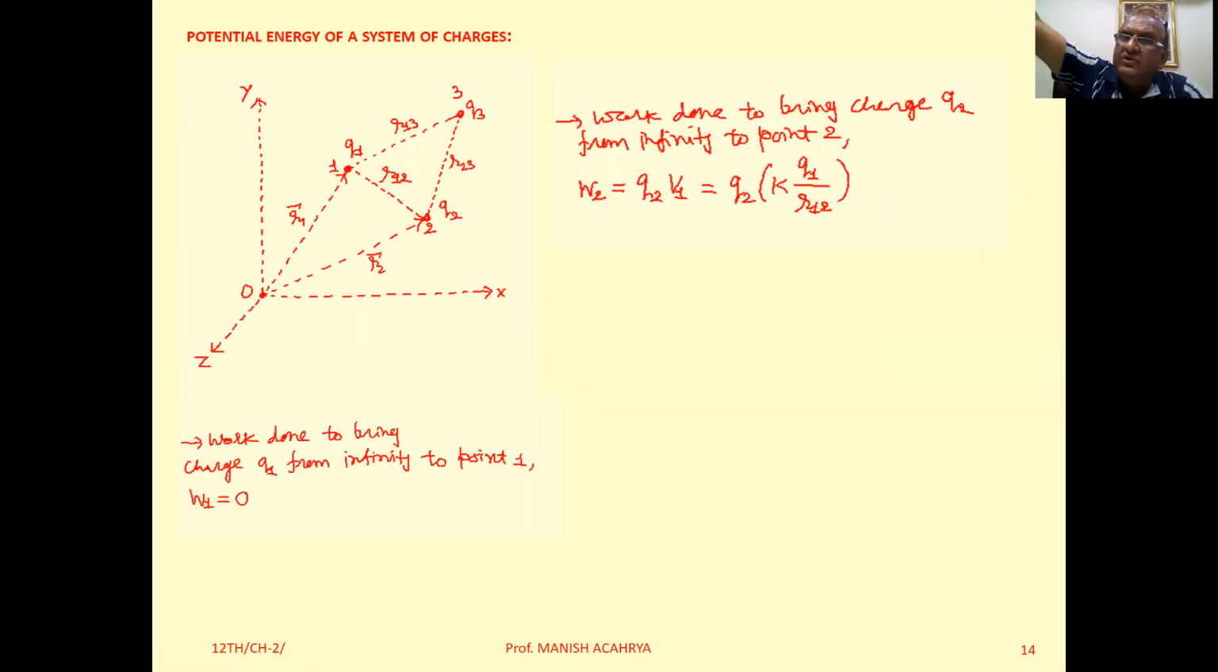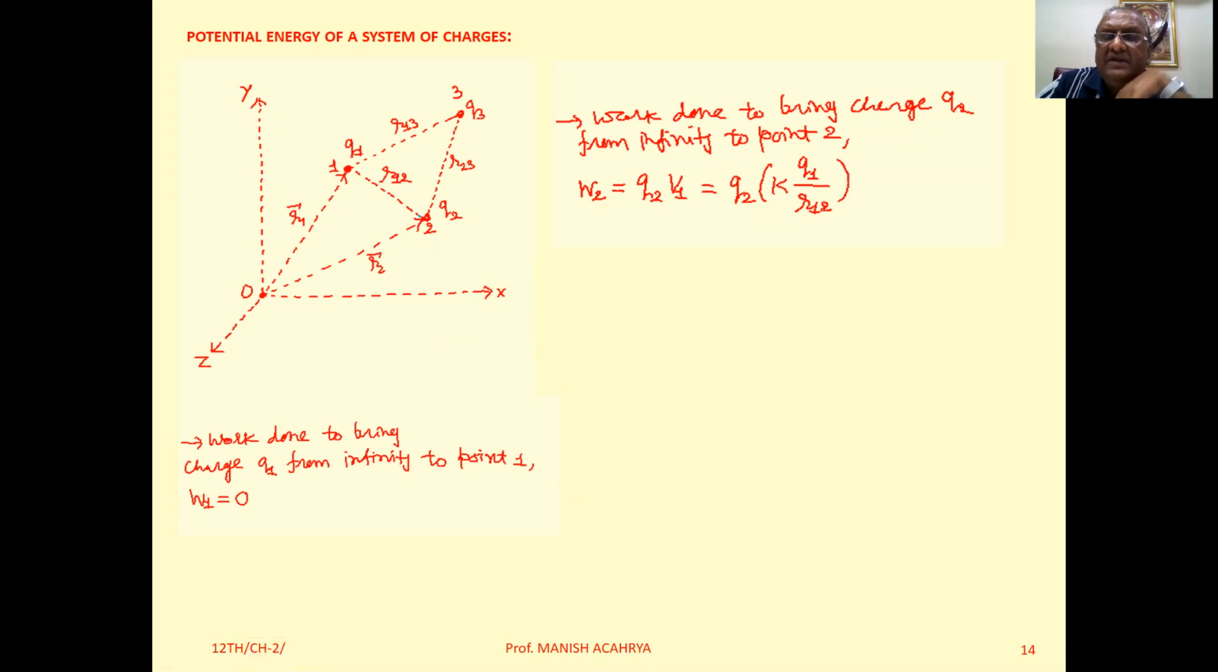Why? There is no field. Therefore, the work done to bring charge Q1 from infinity to point 1 is 0. Clear? Any doubt in this one? Now, bring charge Q2 from infinity to point 2. But when we bring charge Q2 from infinity to point 2, at that time charge Q1 is already there. It implies that, in other words, we can say we are placing charge Q2 in the electric field of charge Q1.